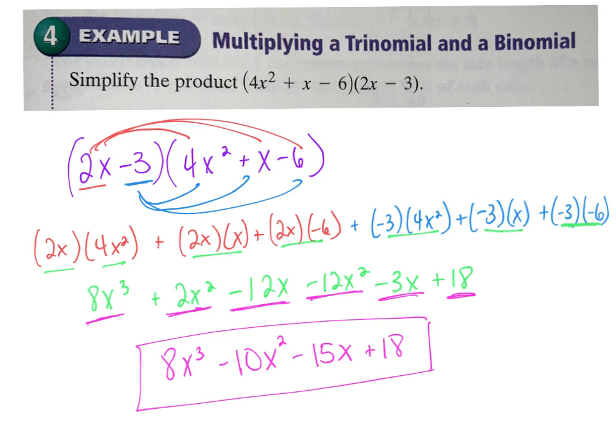Remember, when you are adding like terms, your exponents do not change. So I've had people that tried to add the 2x squared and the negative 12x squared and they made this a fourth. No, that's only when you're multiplying do you change your exponents. When you are adding, exponents do not change.